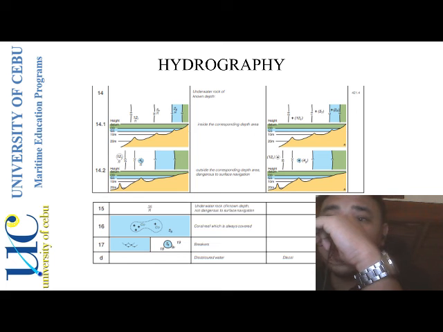14.1, this is inside the corresponding deep area. 14.2, this is outside the corresponding deep areas, dangers to surface navigation. So number 15, this is the sign of the underwater rock of known depth, not dangerous to surface navigation. So number 16, this is the coral reef which is always covered. Number 17, this is the breakers, and then letter D, this is discolored water.